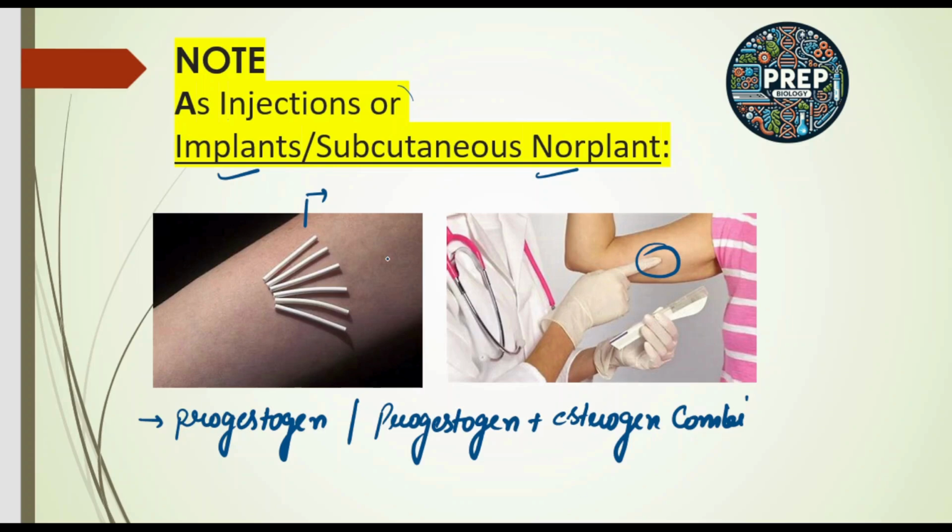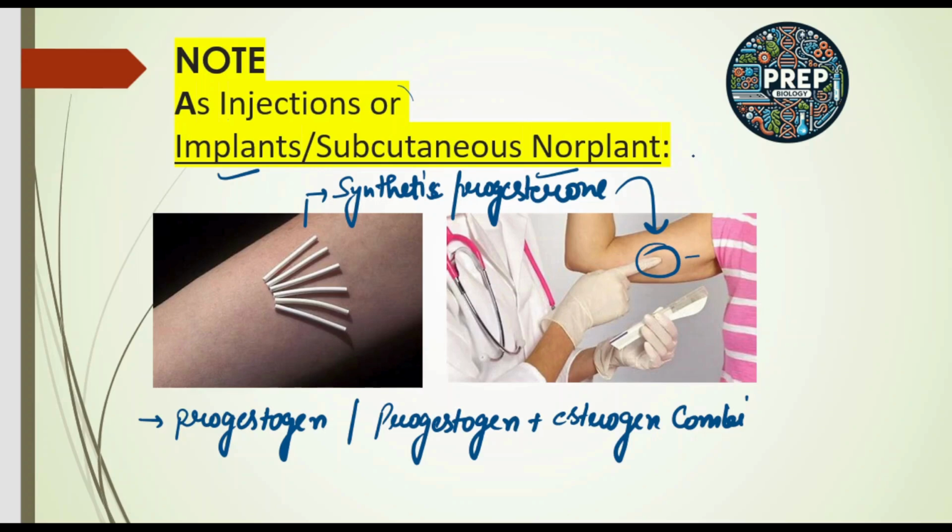So these small rods containing the capsules, which contain the synthetic progesterone, are inserted by the doctors under the skin of the woman's upper arm. So this is a very painful process also.